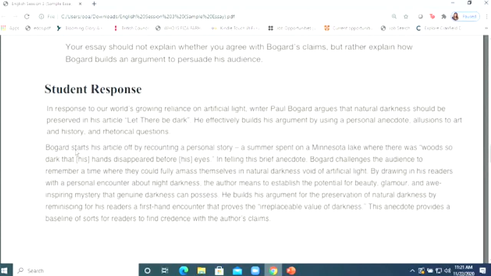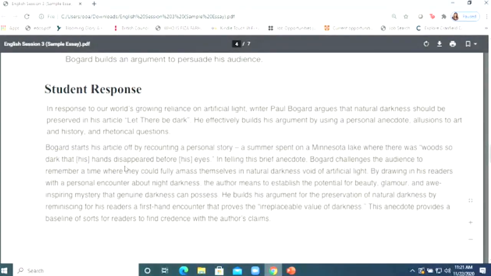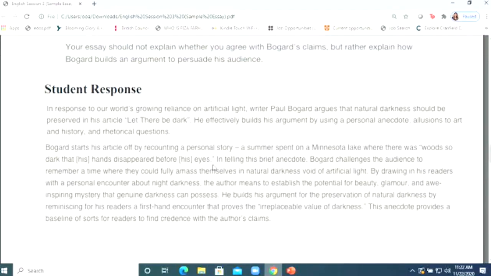So let's read this paragraph. Bogart starts his article off by recounting a personal story, a summer spent on a Minnesota lake where there were woods so dark that his hands disappeared before his eyes. See, a quotation has been inserted from the passage, a direct quotation in the speech marks. In telling this brief anecdote, Bogart challenges the audience to remember a time where they could fully immerse themselves in natural darkness, void of artificial light.